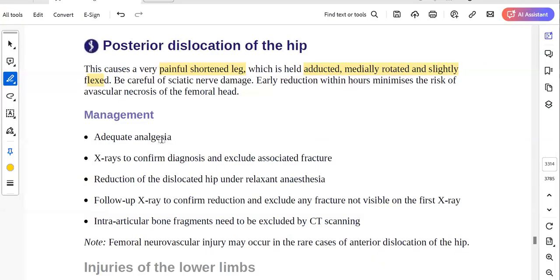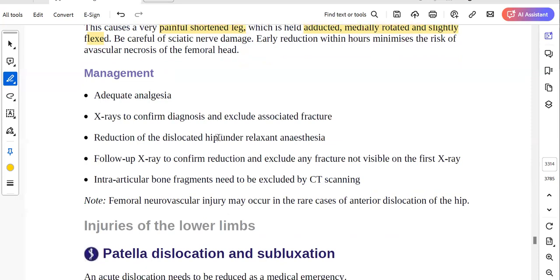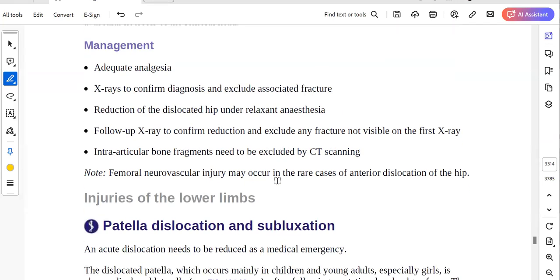So how to manage this? Definitely they will be in a lot of pain, so give adequate analgesia, then do an X-ray to confirm the diagnosis. And this patient will need reduction of this hip under general anesthesia or under relaxant anesthesia. Once you do the reduction, you need to do an X-ray again to confirm the reduction.